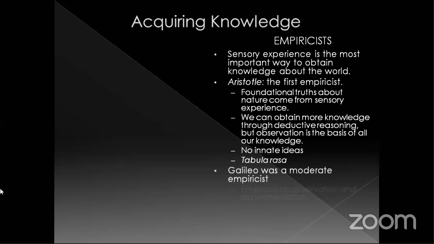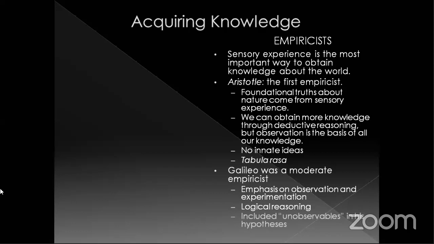Galileo was a moderate empiricist. His emphasis was on observation and experimentation. He also talked about logical reasoning. Without logical reasoning, he could not deduce whether the Earth moves around the sun or the sun moves around the Earth. He included unobservables in his hypothesis. The hardcore empiricists don't agree that unobservables should be included in the hypothesis.